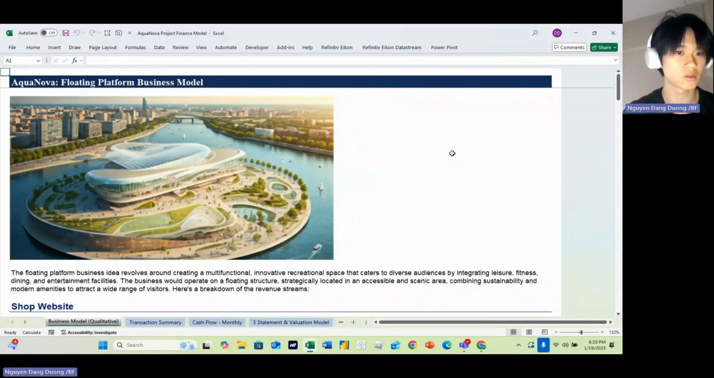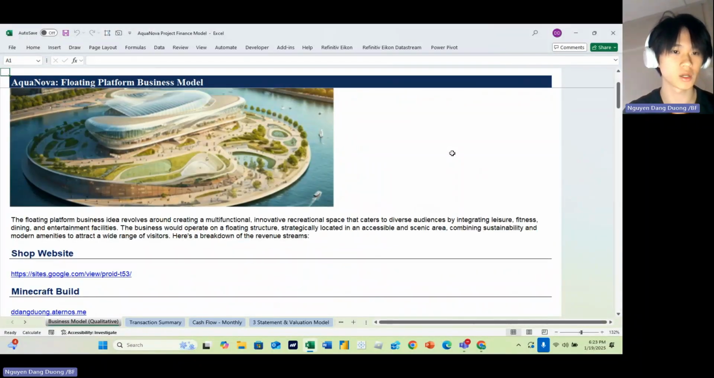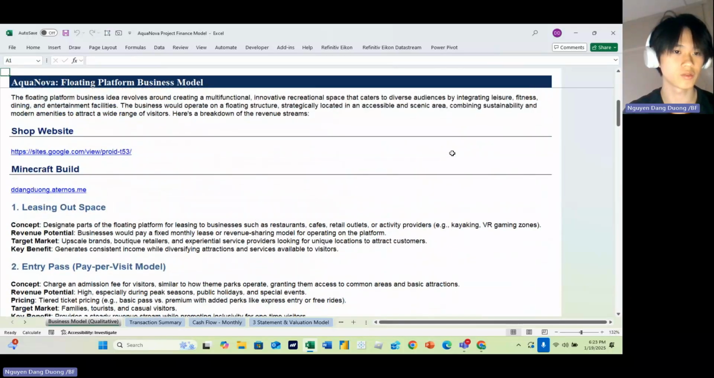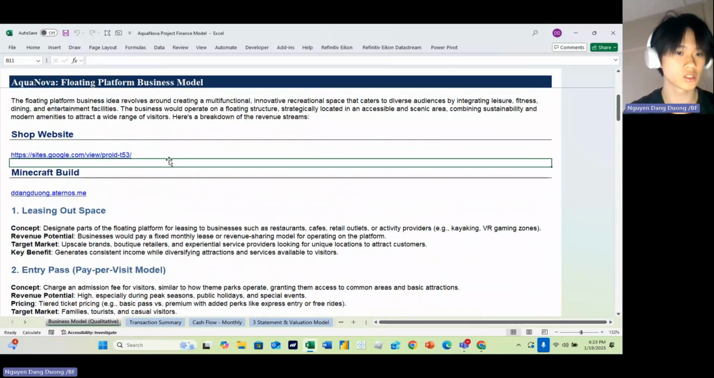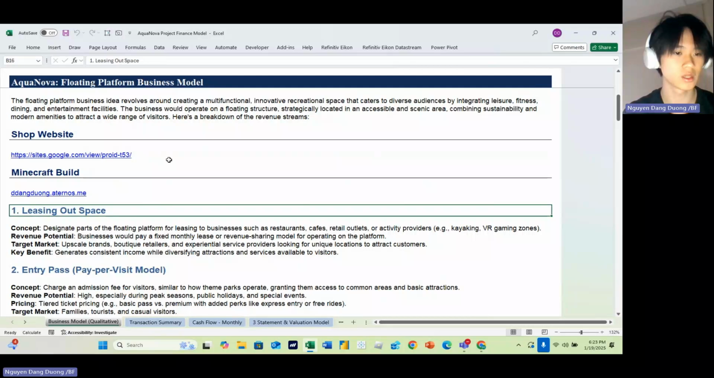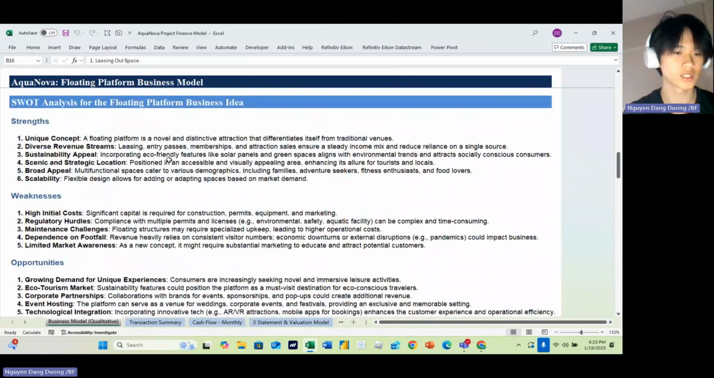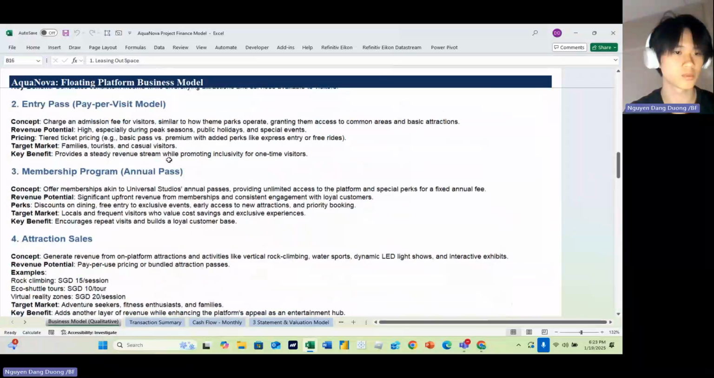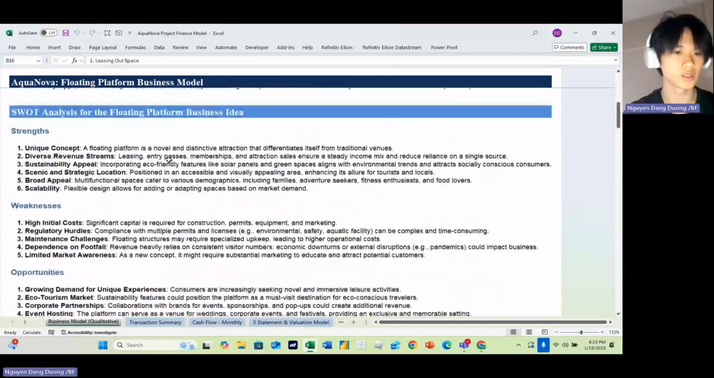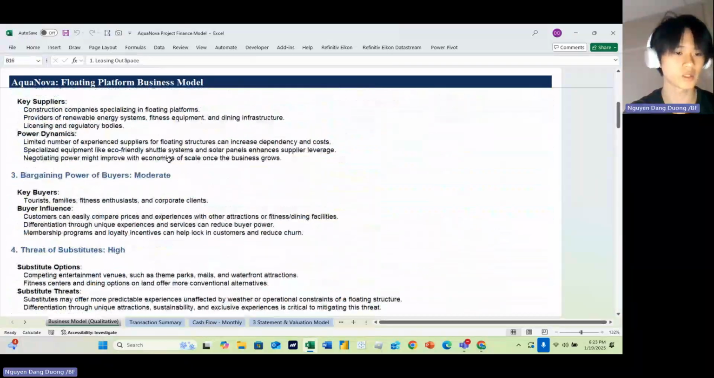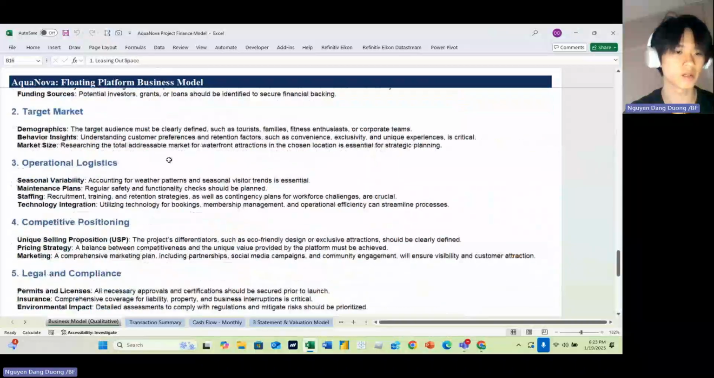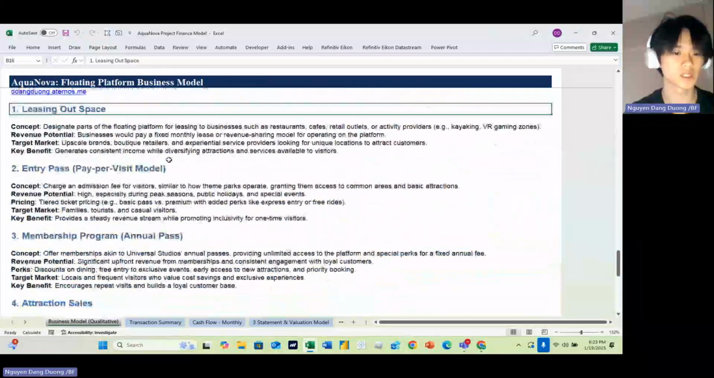So this is the report whereby we have the business model, where we talk about the business model of AquaNova, the shop website link, the Minecraft build, a server, and all the descriptions like the SWOT analysis, the revenue build, and the Porter's five forces and other factors to note about this business.